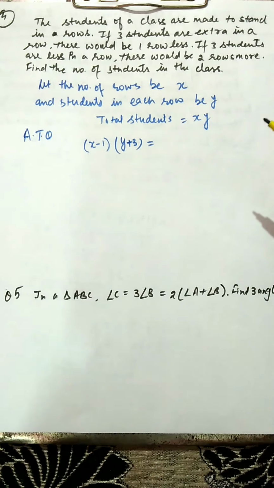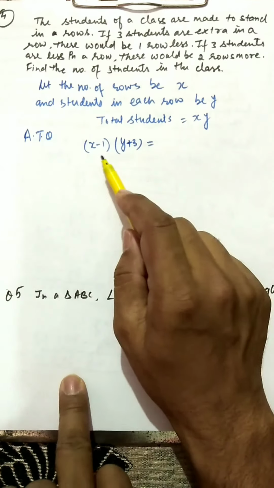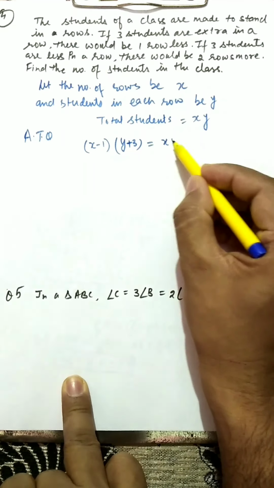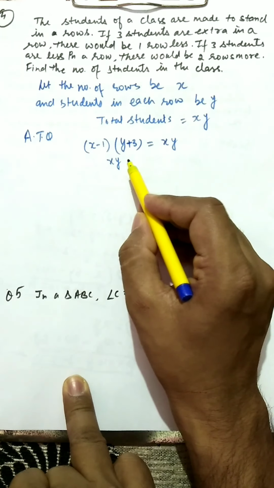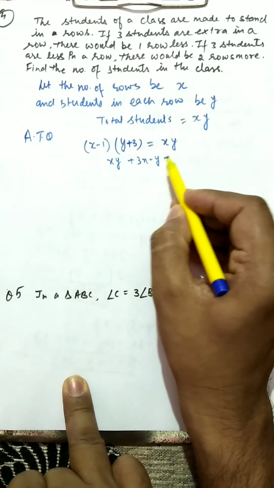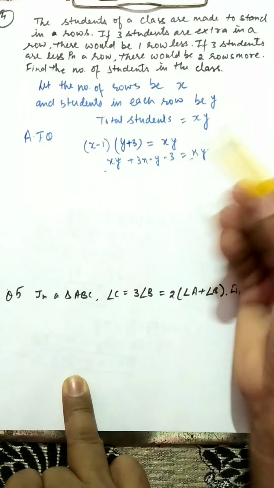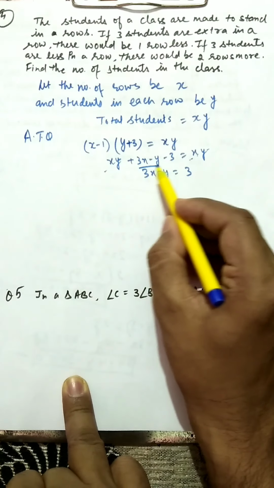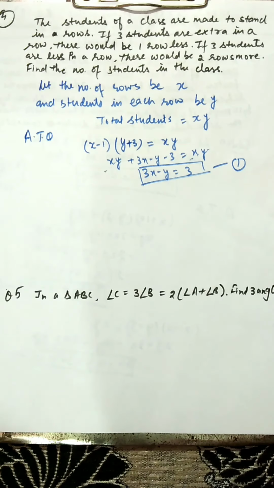You can see the example of your class. If you make either one row or two rows, the number of students in the class will remain the same. So even in that condition, the number of students will remain the same, and that is equal to xy. So this is your first equation that can be simplified: xy plus 3x minus y minus 3 equals xy. You can cancel this xy. So this is 3x minus y, and 3 can be taken to this side. So this is your first equation.